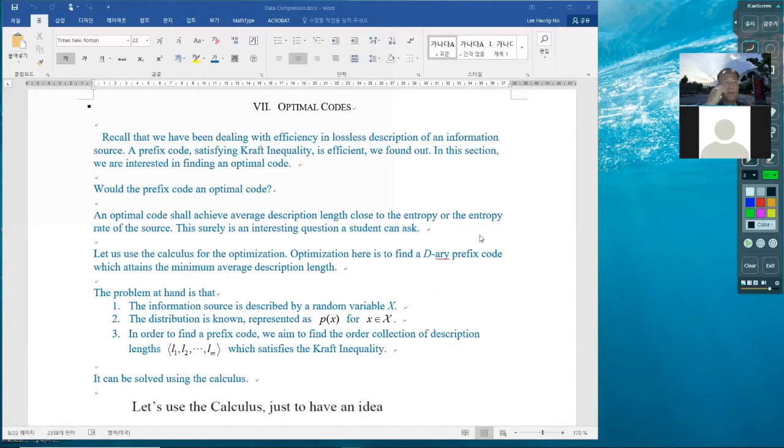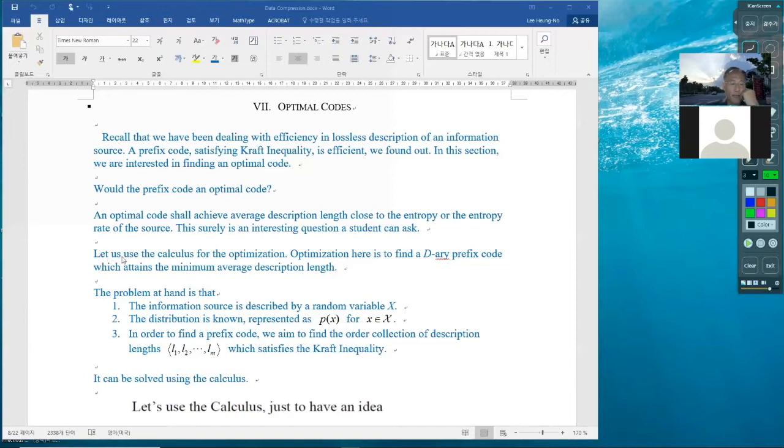Would the prefix code be an optimal code? An optimal code shall achieve an average description length which is close to the entropy or the entropy rate of the source. So this surely is an interesting question a student can ask. Prefix code, is it optimal? That's the question.